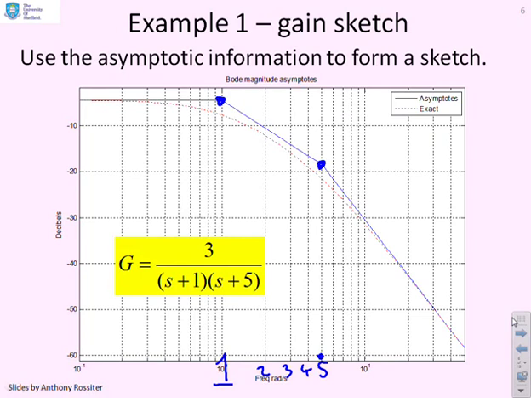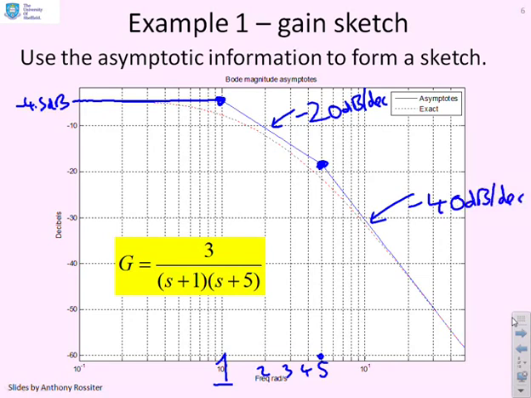You'll see if frequency was less than 1, I had a constant gain, and we said that was roughly minus 4.5 decibels. After that, we had a slope of minus 20 dB per decade, and then after the corner frequency of 5, we had a slope of minus 40 dB per decade. So all I'm doing with my diagram is drawing constant slope, then a slope of minus 20 decibels, then a slope of minus 40 decibels.